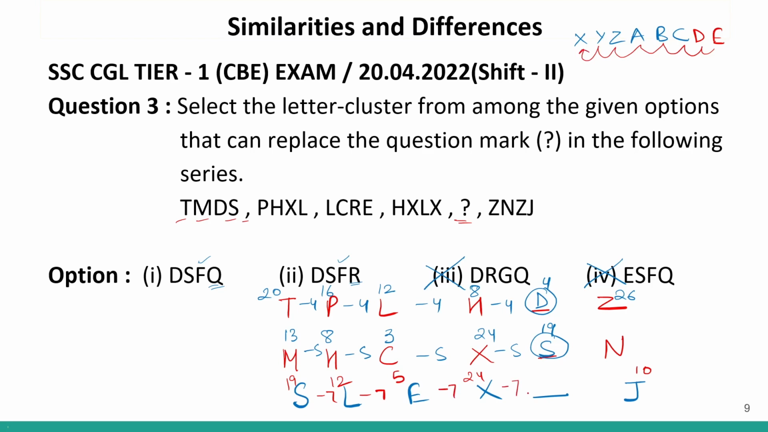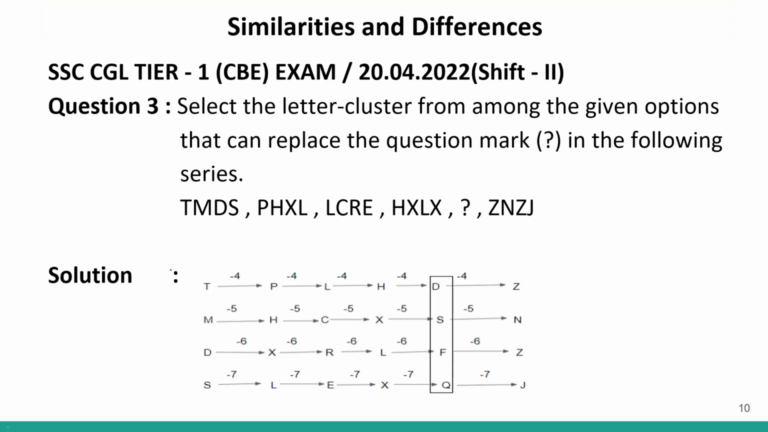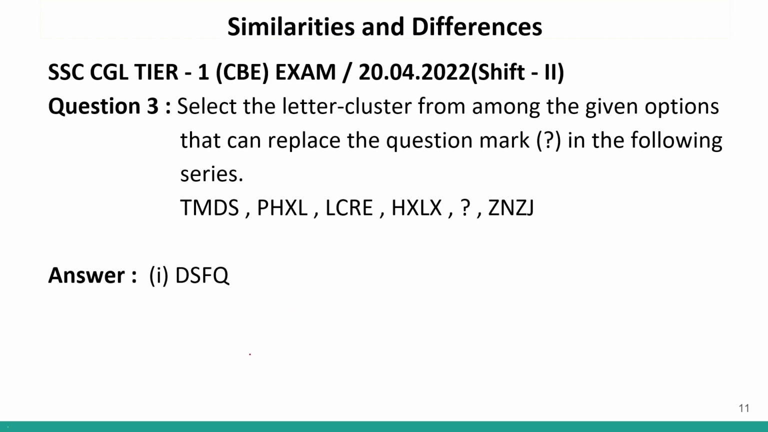So if I move 7 positions back from 24, the term will be the 17th position, right? So at the 17th position, we have Q. So the last term, this is the first term, second term, and this is the fourth term. So the fourth term will be Q, and the fourth term Q is in option number 1. So DSFQ will be the code. So my answer will be option number 1, DSFQ. Over here you can look at it: first -4, then -5, then -6, and then -7. This is how we go in this particular series.